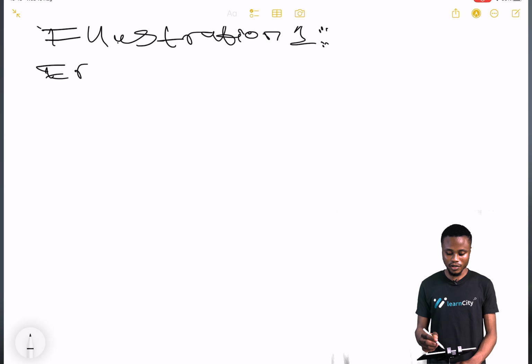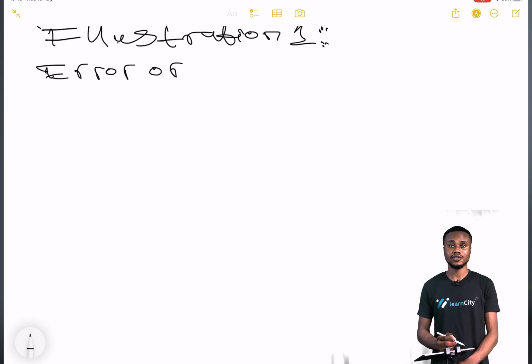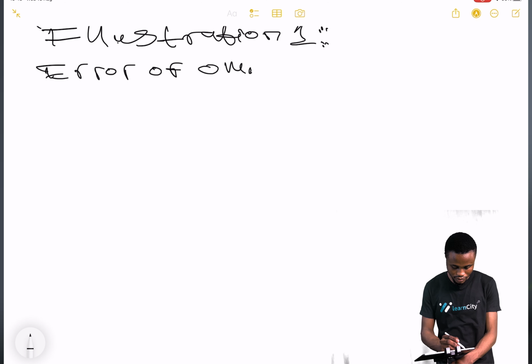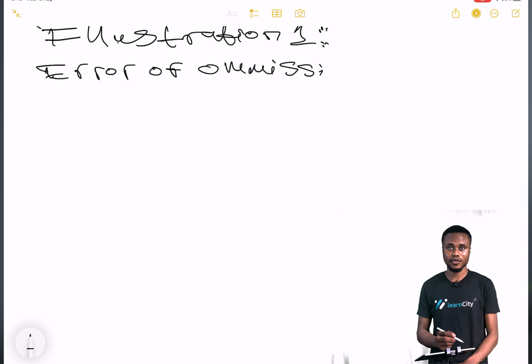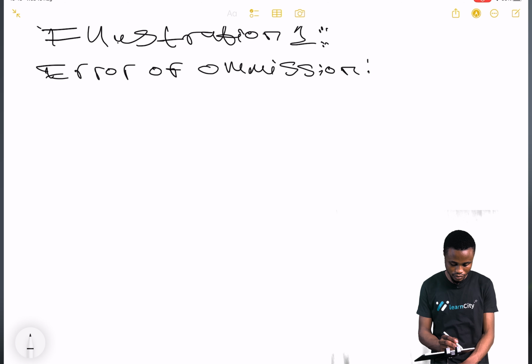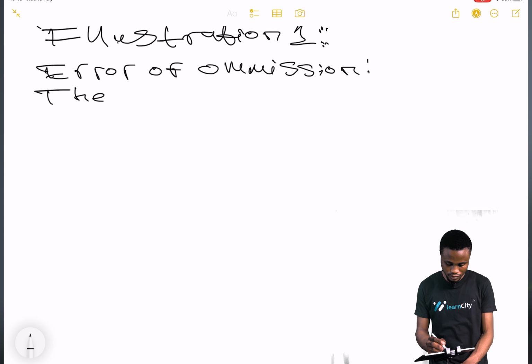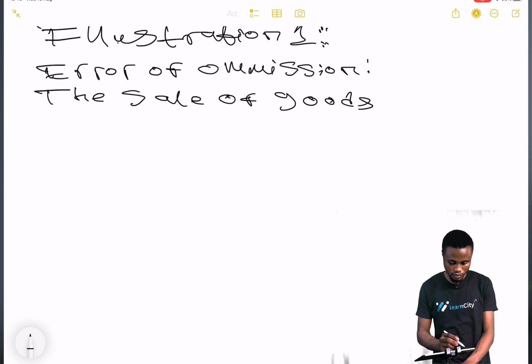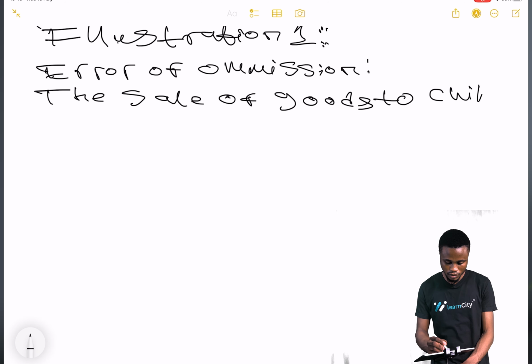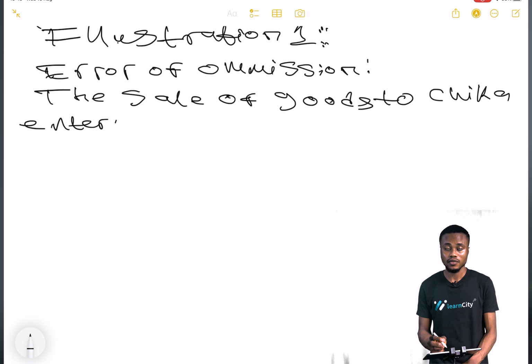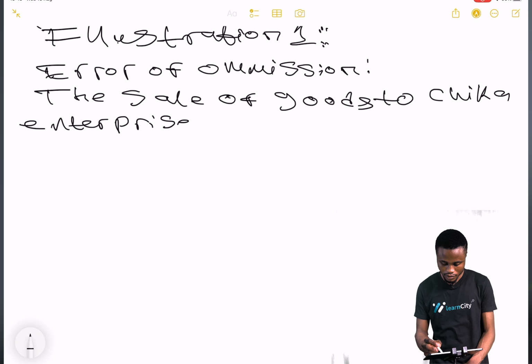Let me write the question down. Illustration 1. Error of omission. Example. The sale of goods to Shika Enterprises.